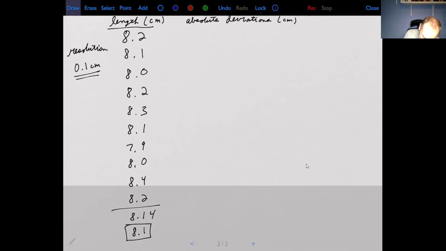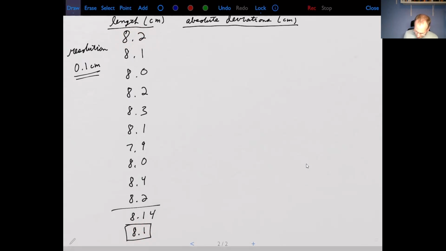Which are also in centimeters. And how do I compute those? Well, those basically represent how far each data point, so like the first data point is 8.2, is away from the mean, right? Away from this average. So the way that you compute that is you take each data point, you subtract the average, and then you take the absolute value of it, right? Absolute deviation means a difference, right? It's the absolute value of the difference between each data point and the average.